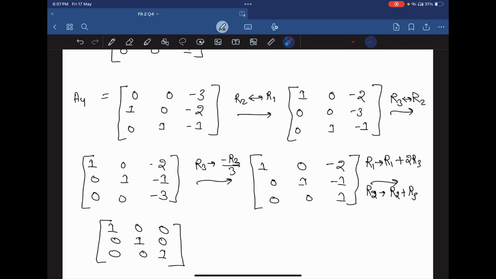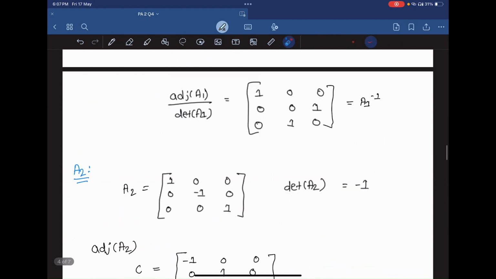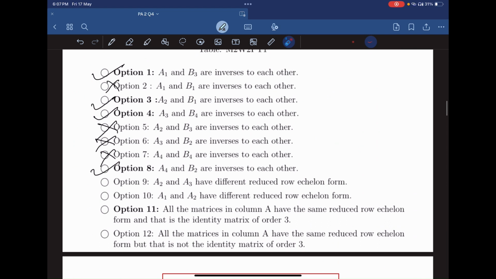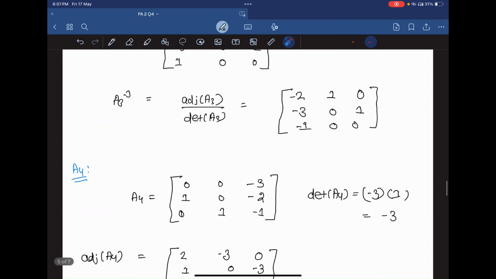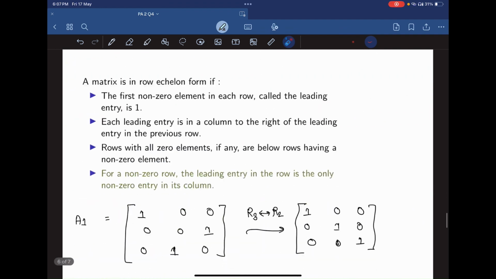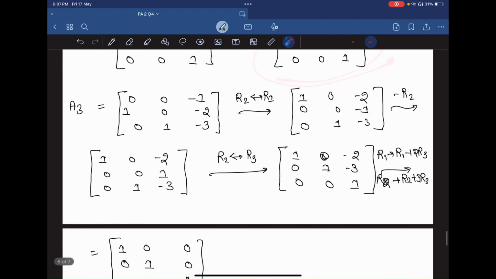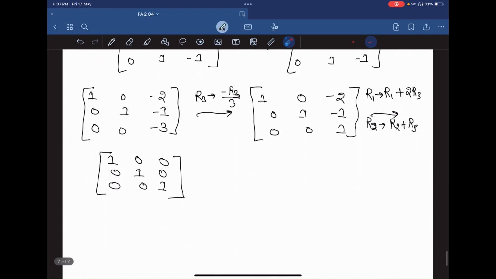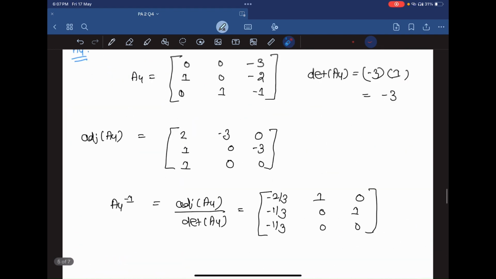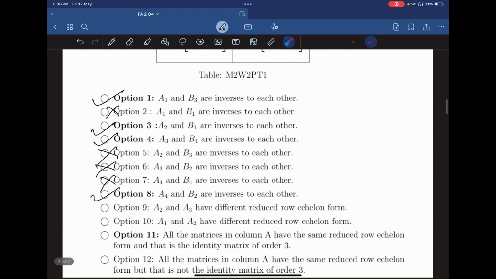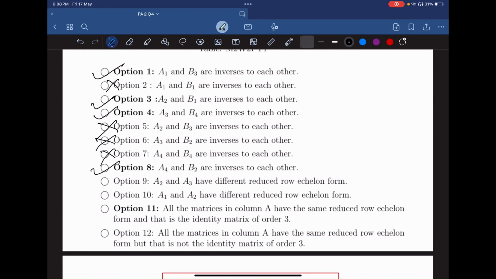So now let's look at the options and what they are saying. One option says A2 and A3 have different reduced row echelon forms, and another says A1 and A2 have different reduced row echelon forms. But if we check the reduced row echelon form for each matrix, what we get is the identity matrix. So all the matrices have the same reduced row echelon form. That is option 11, and the other options are wrong.